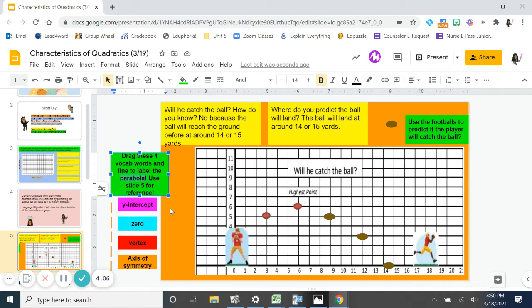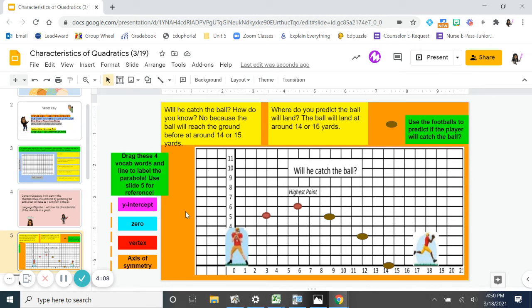Okay. Some of these words are new. Some of these words are not new. A word that shouldn't be new is y-intercept. Remember, y-intercept is always located on the y-axis. Another word for y-intercept is starting point.